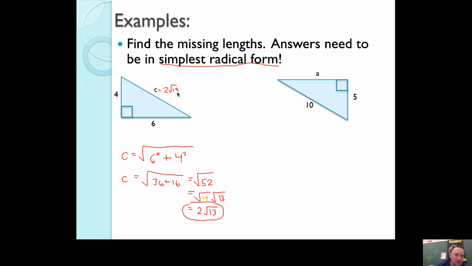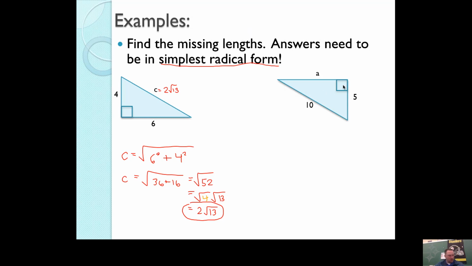And you might think to yourself too, well, this is 2 times something. Maybe 6 is bigger than that. I guess it could be, but the square root of 13 is really close to the square root of 16. And the square root of 16 is 4, right? So this is a little bit less than 4. 2 times 4 is 8. So this is going to be a little bit less than 8. That's how you can approximate that in your head.